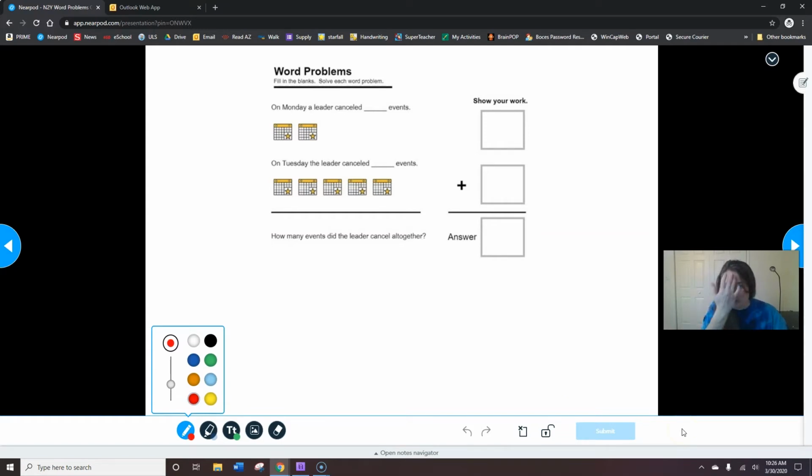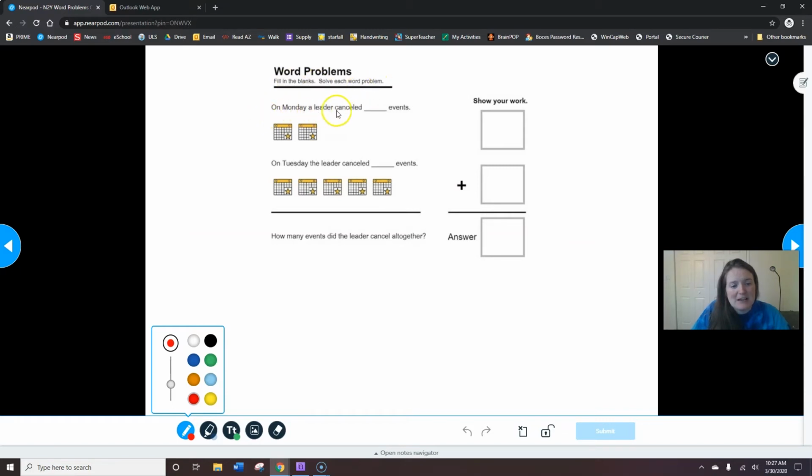Okay, so we read this week about the coronavirus and how the coronavirus is changing lots of things for us. So one of the things that it did is it canceled school. So the governor of New York is a leader in our state, and he decided there's no school right now because it's more important to keep everyone safe. So it says, fill in the blanks, solve each word problem.